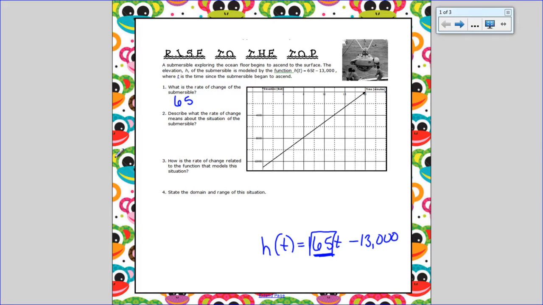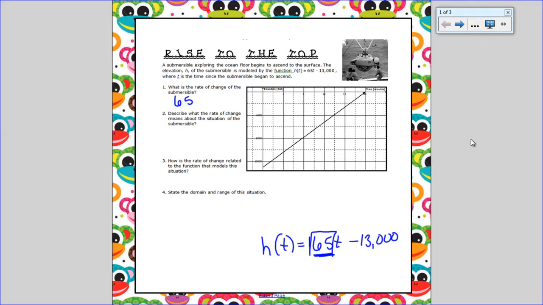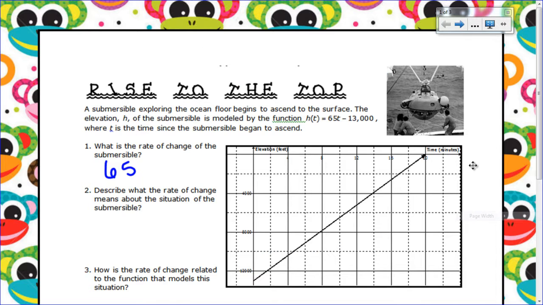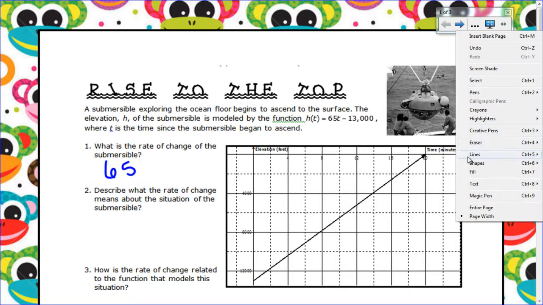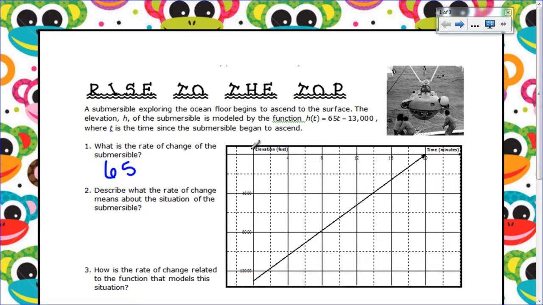So now here's where our graph comes in handy. If you look at our graph, we're going to look at the way it's labeled so that we can answer this question. It's kind of hard to understand because this graph is labeled a little funny. I'm going to show you what's going on. Right here, the elevation in feet refers to this y-axis. These numbers are actually negatives: negative 4,000, negative 8,000, negative 12,000. The reason they are negative is because the submersible is underwater, so these are all negative values.